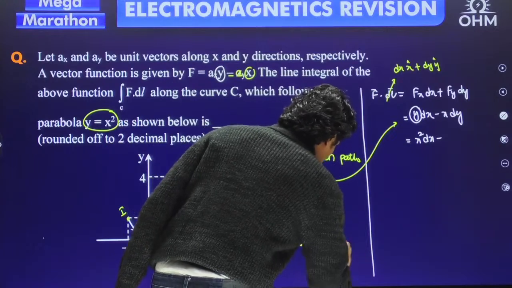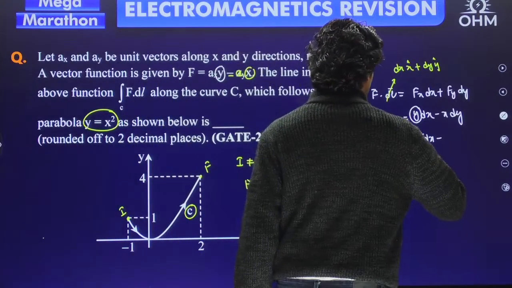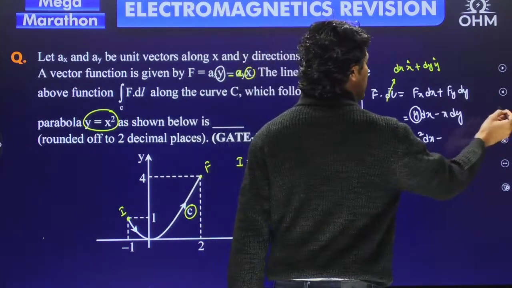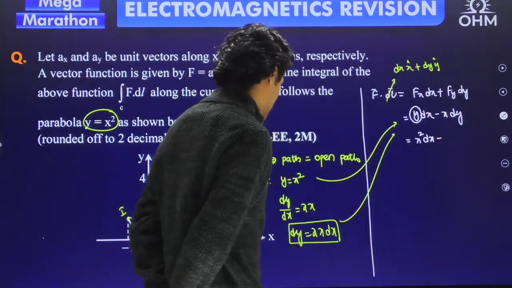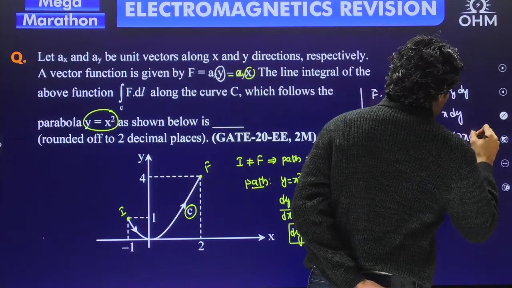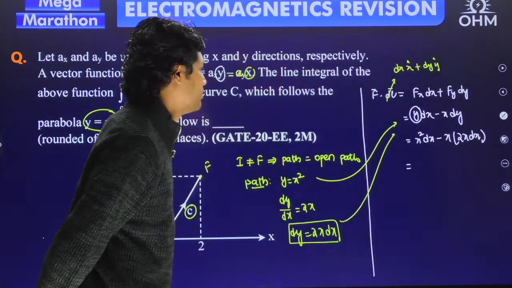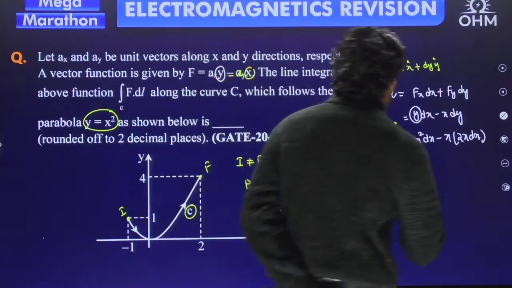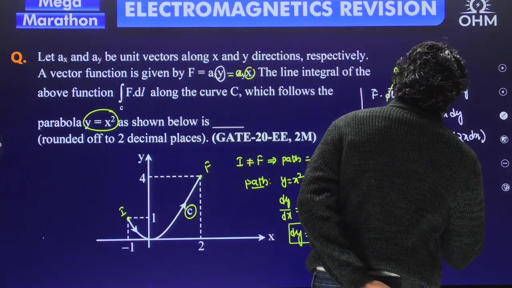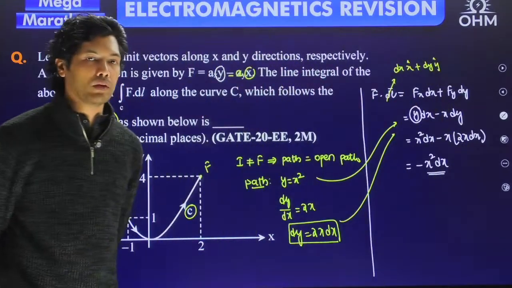In case of open path integrations, this path information is very important. So I'm making use of this also here. Okay. So wherever I see dy, I replace that dy with respect to now 2x dx. So x into 2x dx. So x square dx minus 2x square dx is minus x square. So this is overall minus x square dx. So you have converted everything in terms of one single variable.